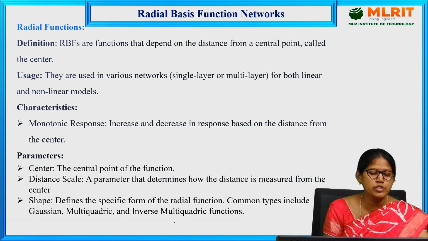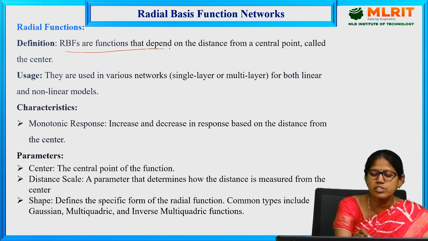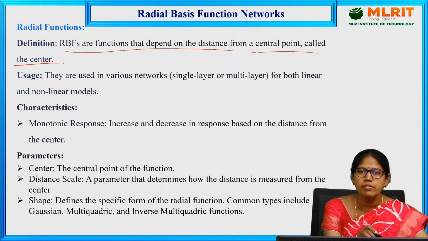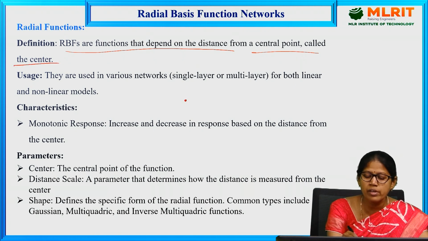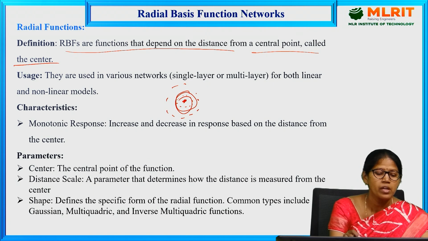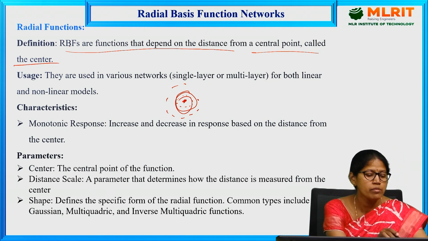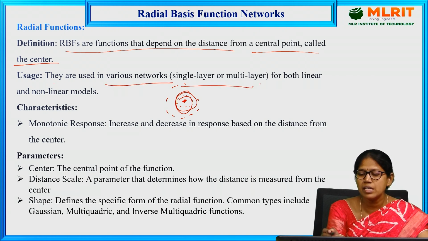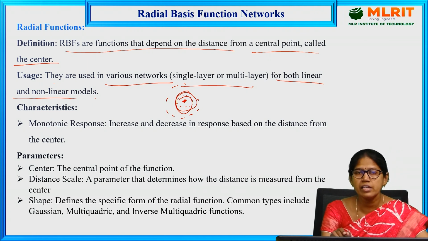Let's see the formal definition of radial functions. RBF functions depend on the distance from a central point called the center. For example, if you take a center point, whatever values are near to this center will be affected more than the outer values. That is what radial functions are. They are used in various networks, single layer or multi-layer, for both linear and non-linear models.